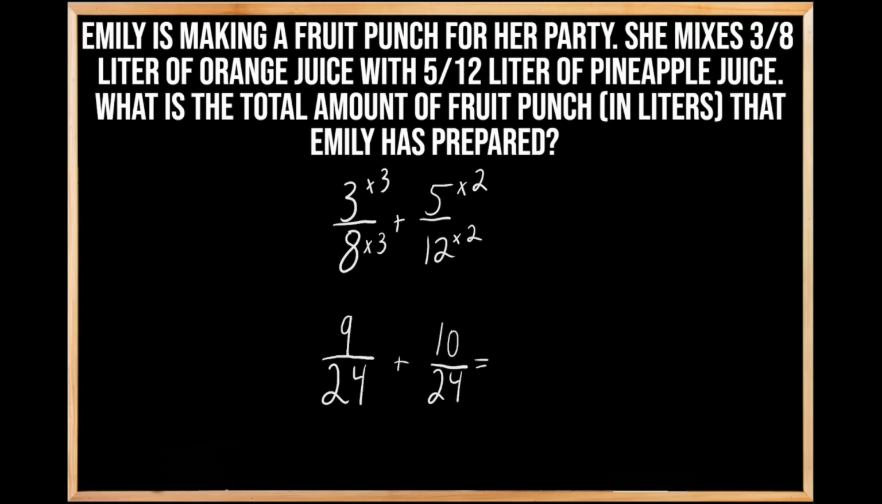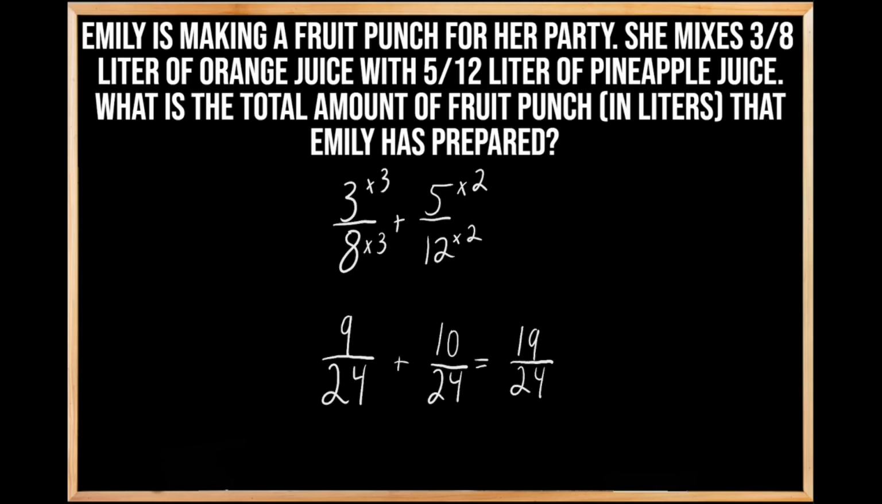And now we're ready to actually add these fractions together. For the denominator, it's not going to change in the answer. We're still going to be in 24ths, but we are going to add our numerators together. And when we add 9 plus 10, we get 19 for the fraction of 19 24ths.